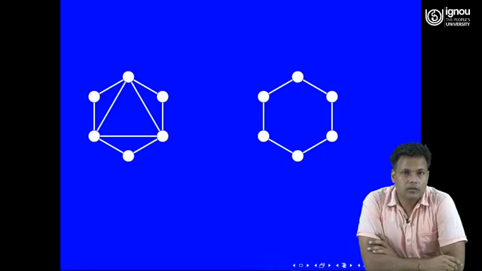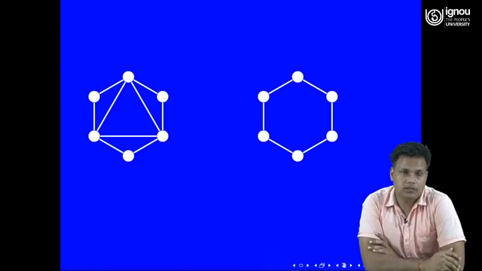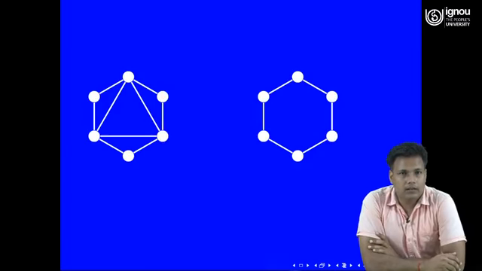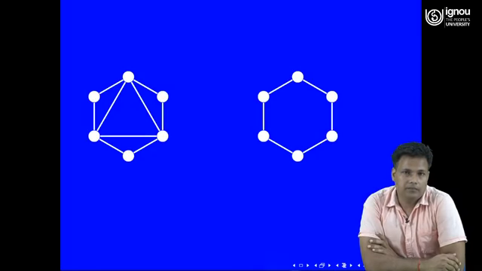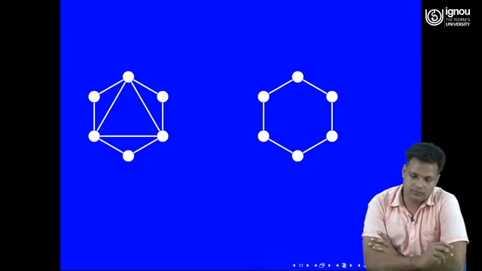For example, look at the graph on the left. Look at the degrees of its vertices, you can see that each vertex has degree either 4 or 2. That means the graph is an even graph. However, not all vertices have the same degree, so it is not a regular graph but an even graph. On the other hand, the graph on the right is a regular graph as well as an even graph, because all vertices have the same degree, which is an even number.